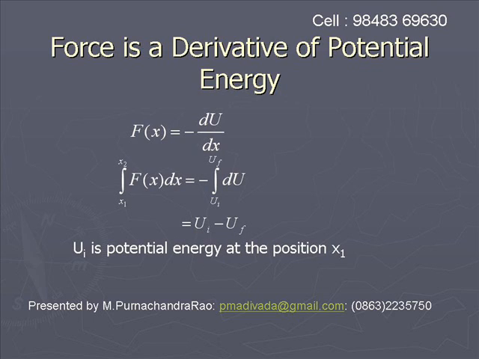Ui represents the potential energy at the position x1, and Uf represents the potential energy at the position x2. So the work done by the force, or the potential energy between the two positions, is Ui minus Uf. This is the change in potential energy. Hence we can derive the change in potential energy from the function of force.